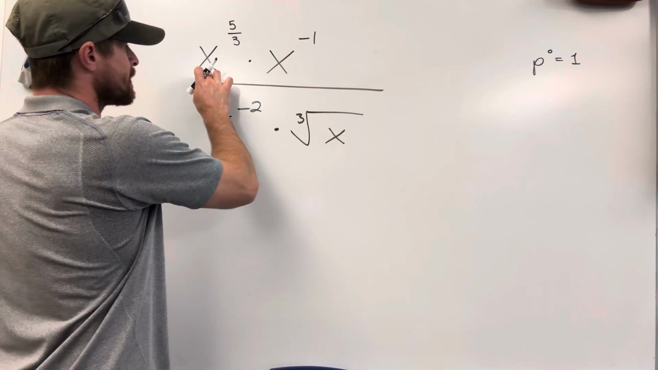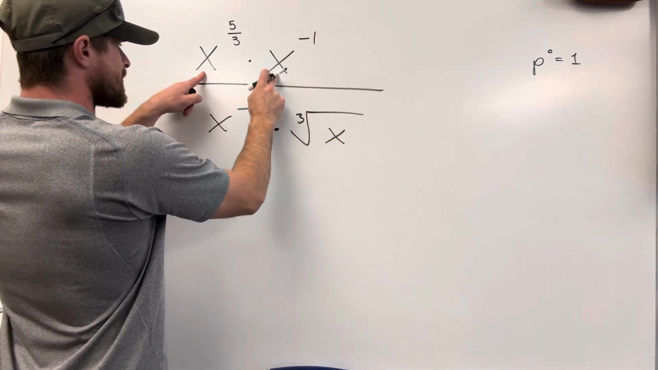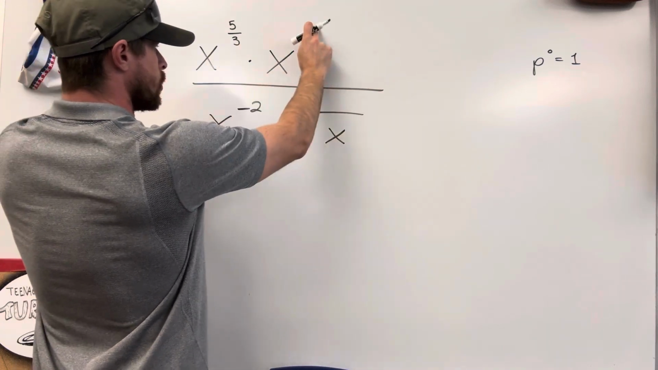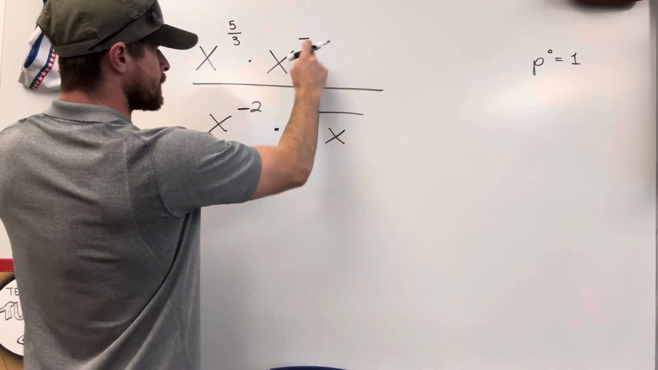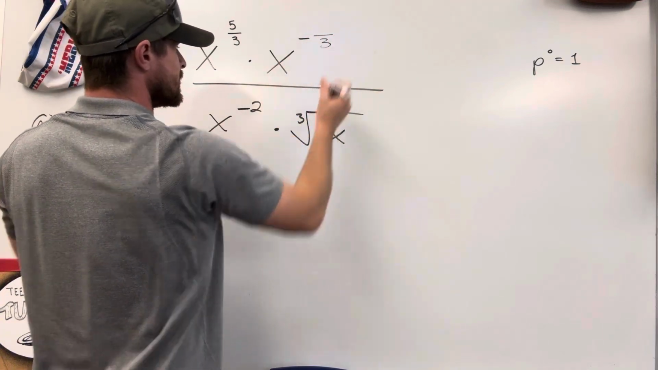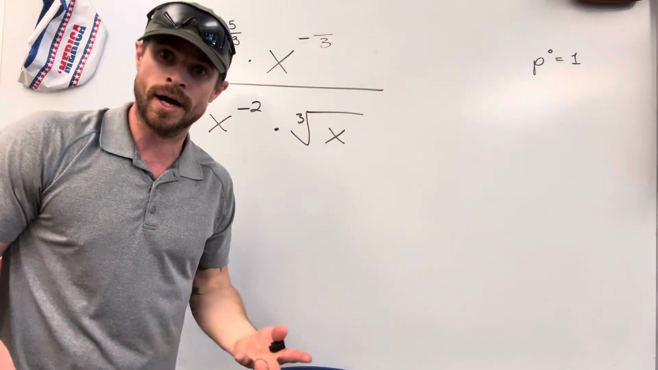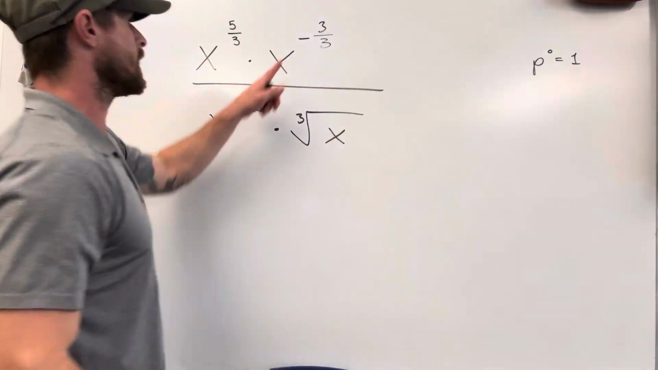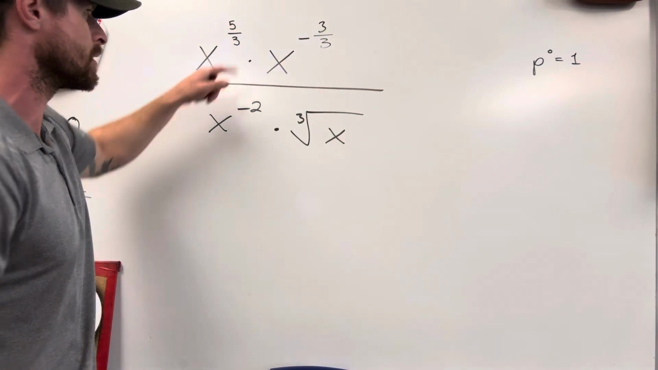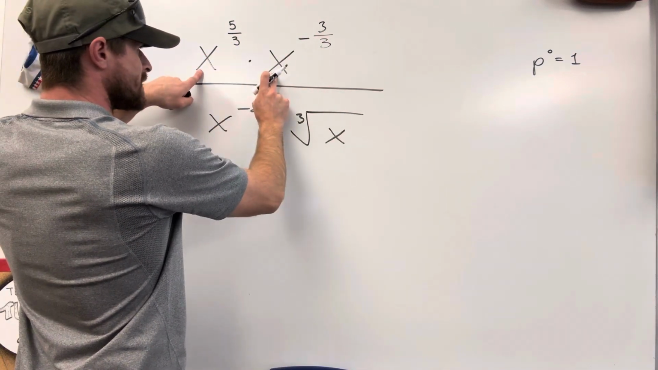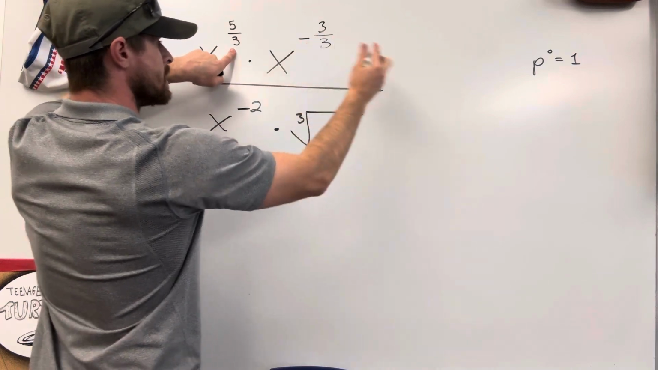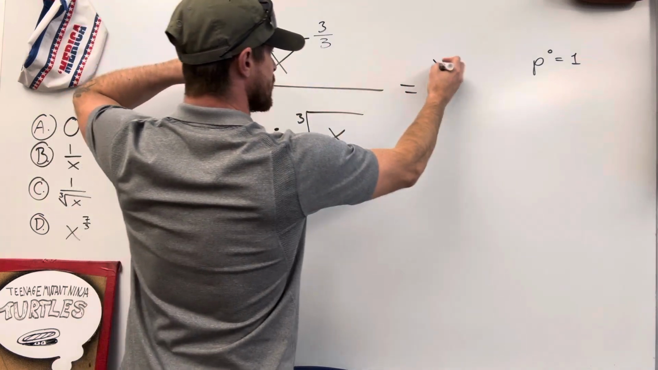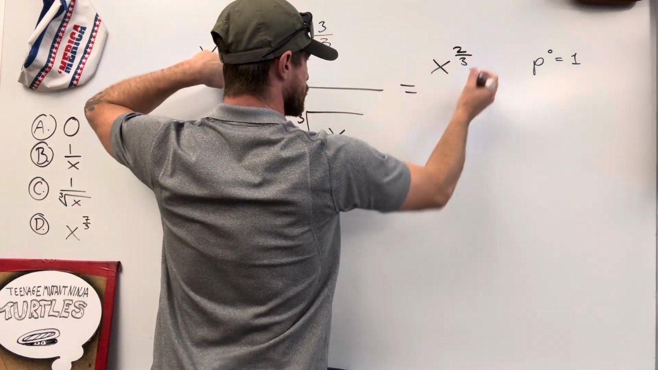So now I got to add my exponents here because we're multiplying bases that are the same. Exponent rules say to add your exponents, but the problem is we've got a fraction and a whole number. So I'm going to take -1 and I'm going to turn it into a fraction with a denominator of 3. So what is 1 as a fraction? Well, it'd have to be 3 over 3. So we're taking away 3/3 from 5/3. So remember, multiplying bases that are the same, add the exponents. If I'm adding 5/3 plus a -3/3, that leaves me with x to the 2/3.